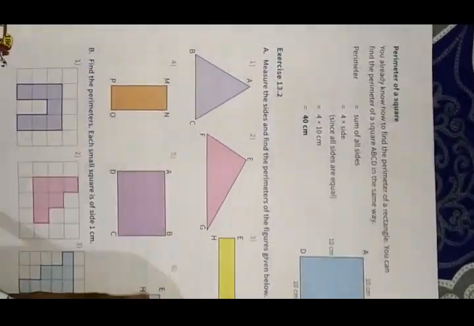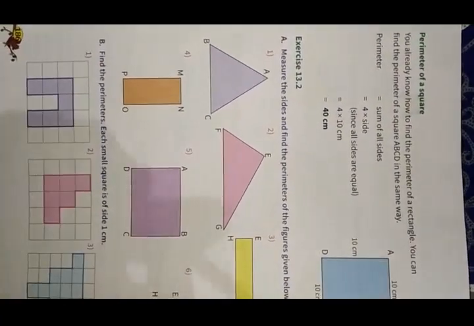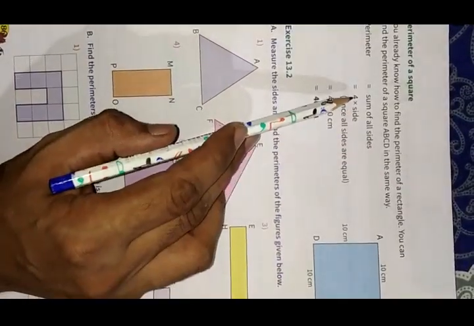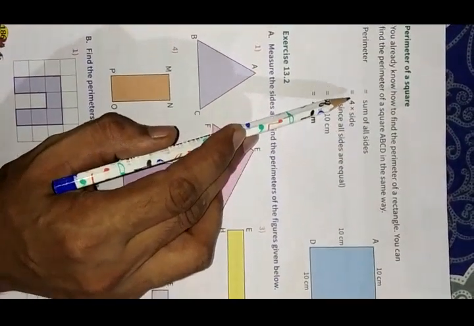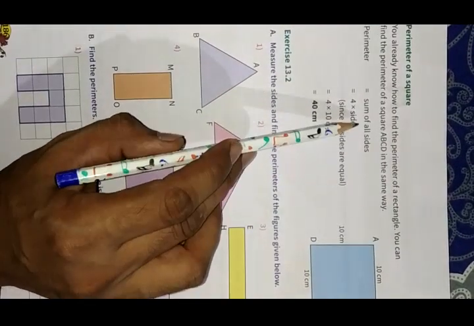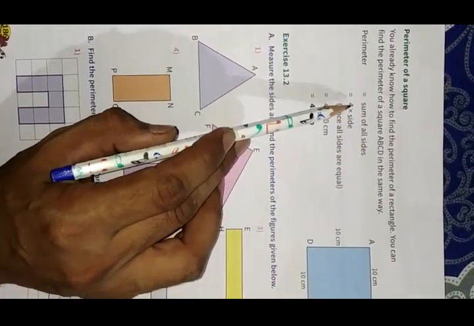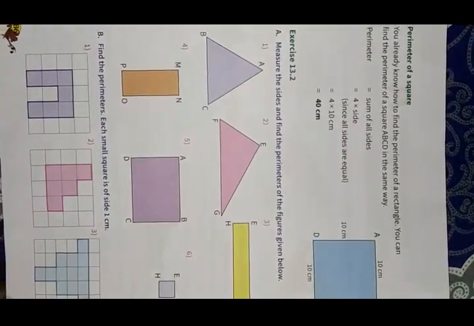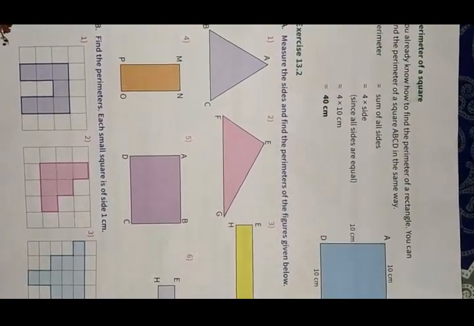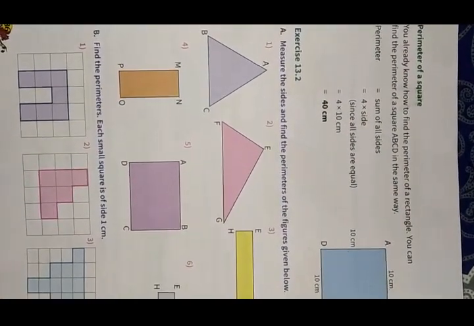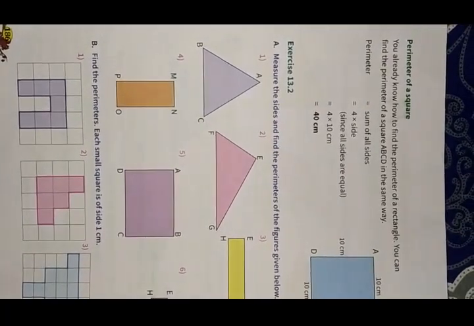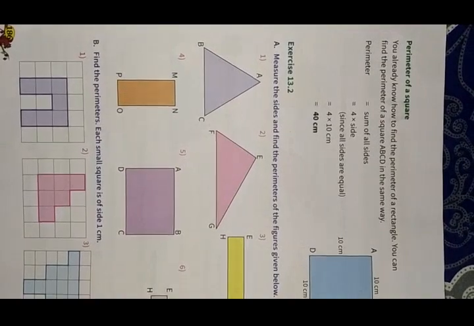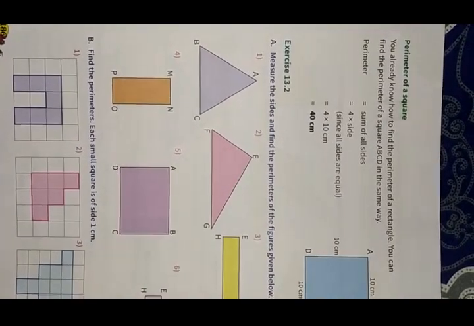Same in the perimeter of a square, the sum of all sides, and all sides are the same, so we will multiply one side by 4 because all sides are equal. Then also we can get the perimeter, 4 into side. We have to remember these two formulas. Perimeter of a square is equal to 4 into side, and perimeter of a rectangle is equal to 2 into length plus breadth, the sum of adjacent sides.